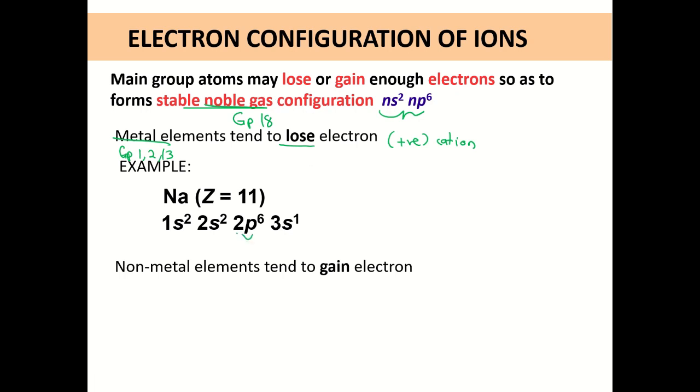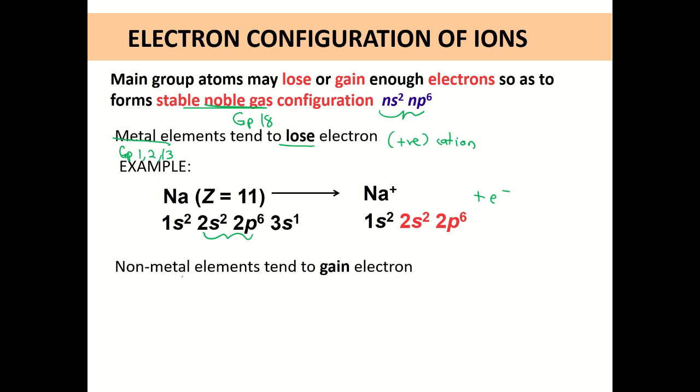In order to achieve this configuration, you need to remove this one electron. So when we remove one electron, it's going to form Na+. This is the electronic configuration for Na+. So now Na+ has already achieved its stable octet configuration.